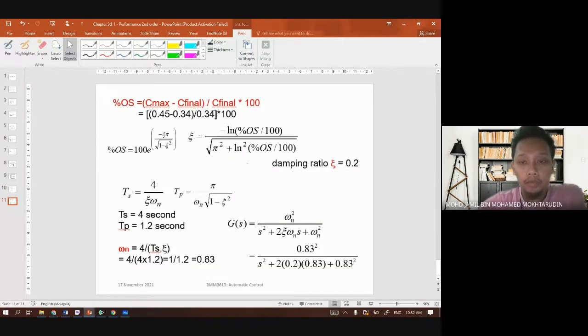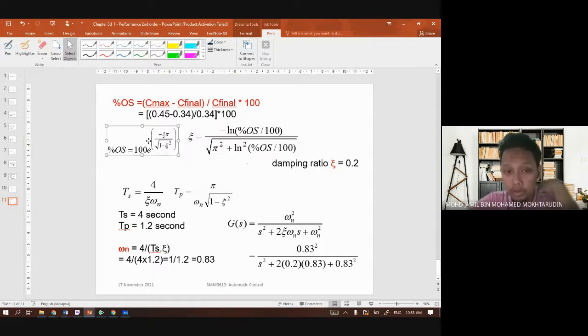And then when you find the percent overshoot, you can use the formula for percent overshoot to find damping ratio. Okay, so you just rearrange damping ratio in terms of percent overshoot. So you get this formula here: damping ratio equals negative ln of percent overshoot over 100 divided by square root of pi squared plus ln of percent overshoot over 100 squared. Okay, these two formulas you will see more in chapter 5.